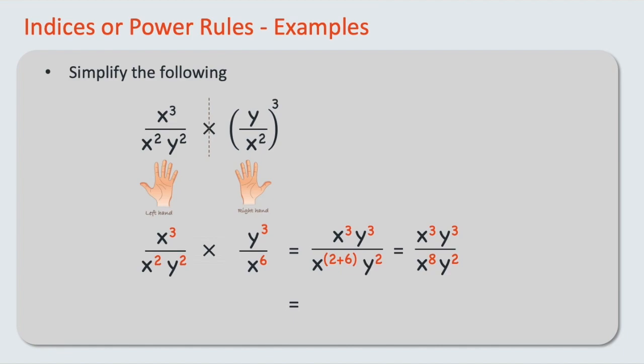By combining the variables from the numerator and the denominator and applying the power rules, the outcome of this action is x is now raised to the power of 3, take away 8, multiplied by y raised to the power of 3, take away 2. This can be tidied up to show x to the power of minus 5 multiplied by y to the power of 1.